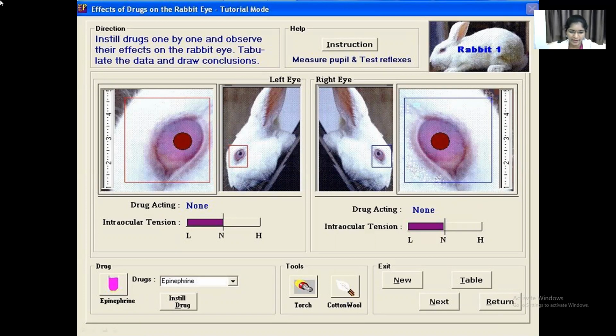So how do we do the practical? First we will select the rabbit. Then afterwards we drag the rabbit, and then we select the drug. Then you will get two options, left and right eye. This drug will be instilled in the right eye because it is the test eye. The left eye always serves as a control.